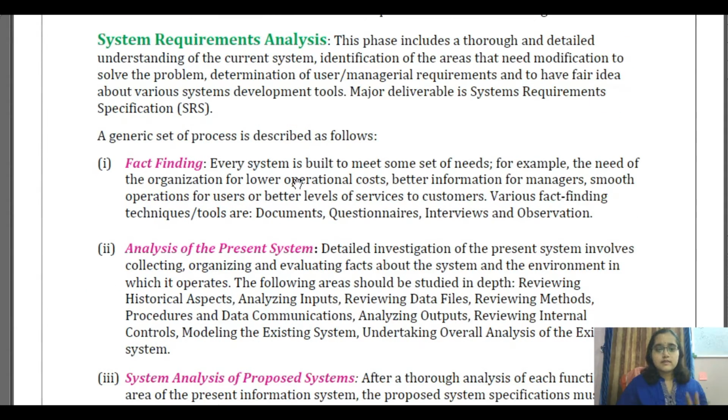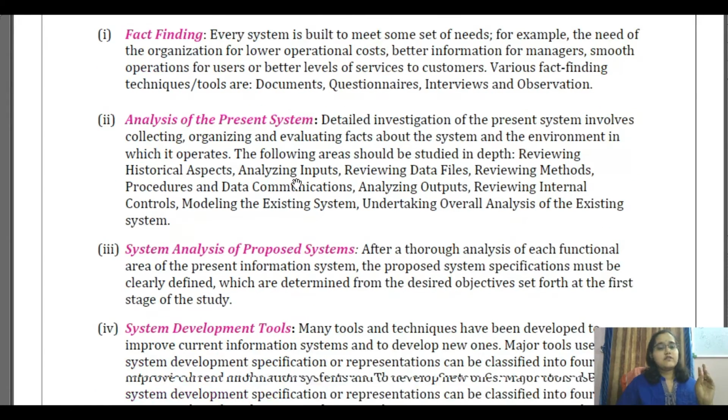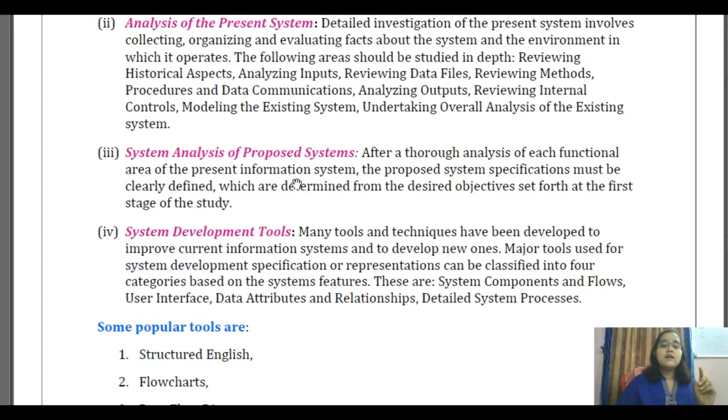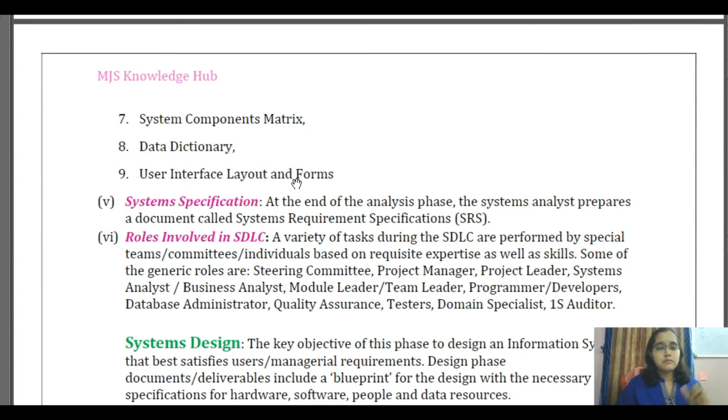So what do we have? The set of processes of system requirement analysis have 5: fact finding, analysis of present system, analysis of proposed system, system development tools, and then system specification.